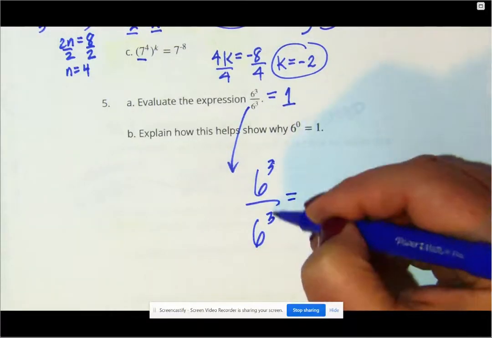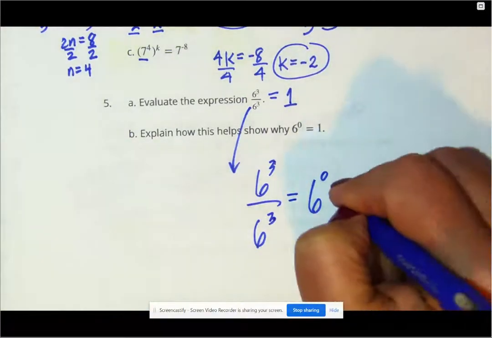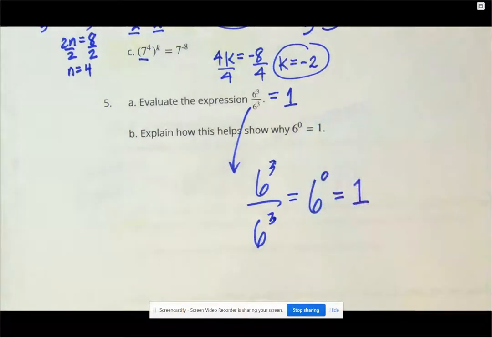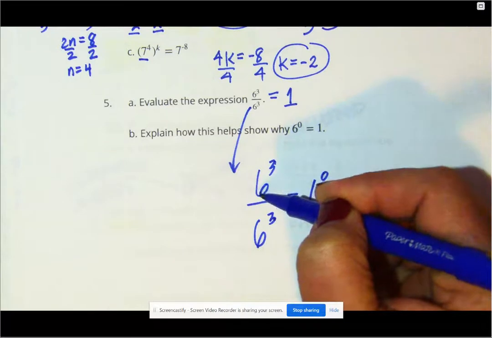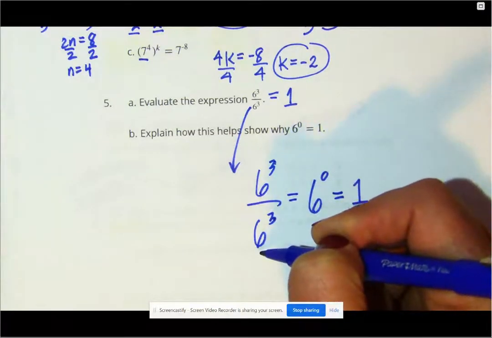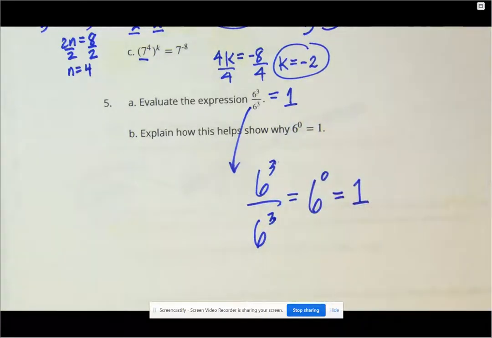Well, 3 take away 3, that's where the 0 comes from. But we already know the answer to this problem is 1. So that's why it makes sense that anything to the 0 power is 1. It means there was the same number of whatever. There was 3 of these, and there was 3 of these. But those are the same. So if you divide a quantity by itself, you're going to end up with 1. Hopefully that helps a little bit on the 0 power property.